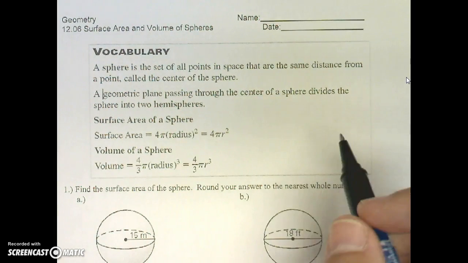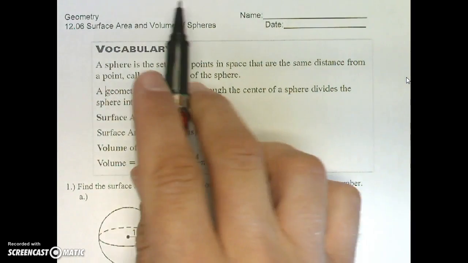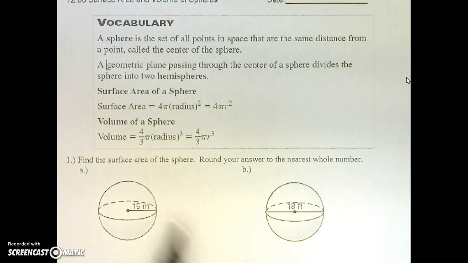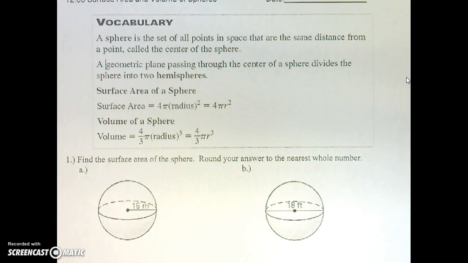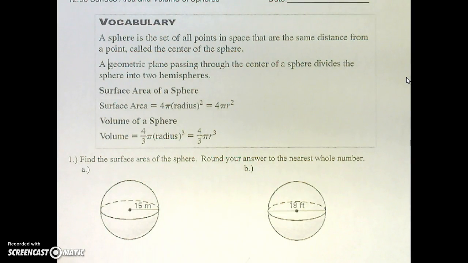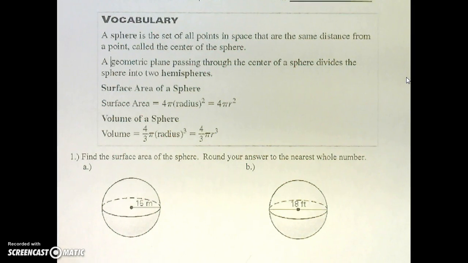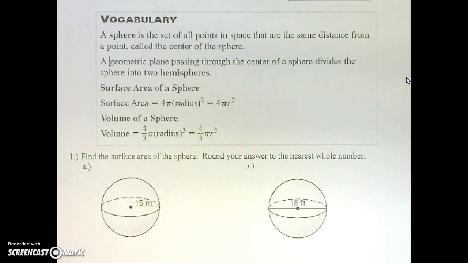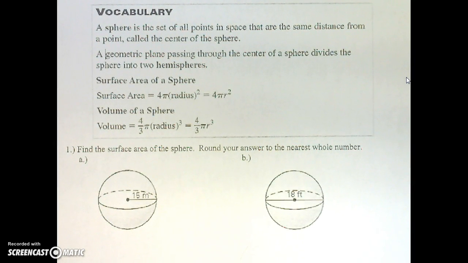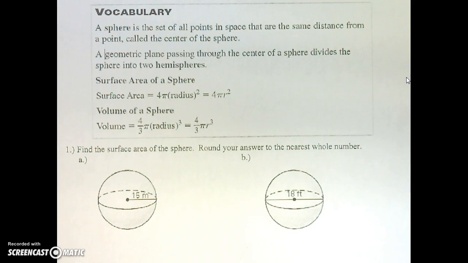So here we go, our last set of notes for the year. Surface area and volume of spheres. Now, a sphere is a set of all points in space that are the same distance from a point called the center of the sphere. Much like a circle, except we're talking three-dimensional here. If anybody here plays sports, baseball, golf, volleyball, tennis, these are all spheres that you're using. You can see it anywhere you look.